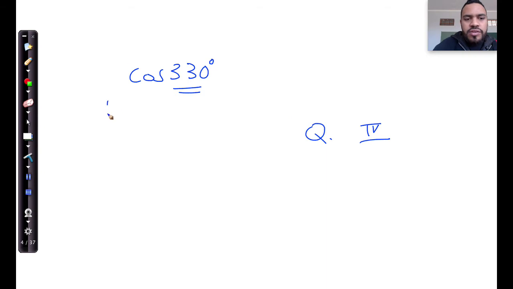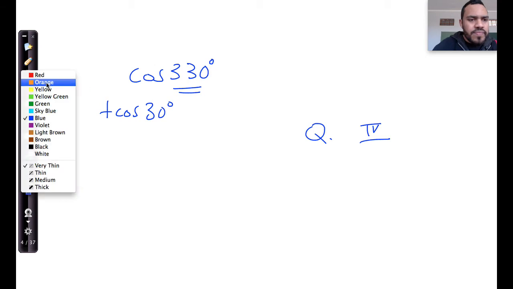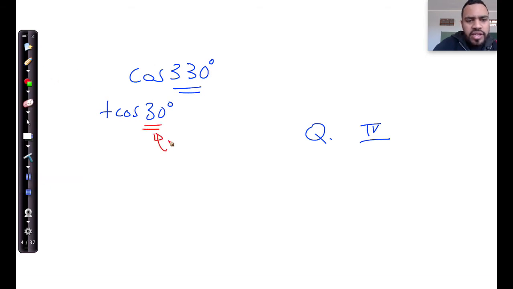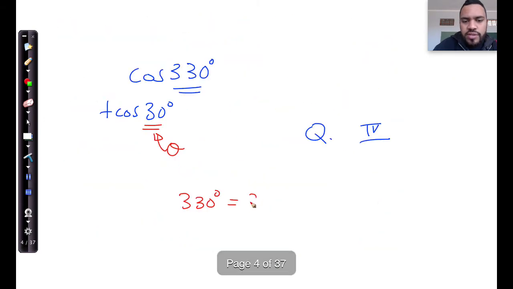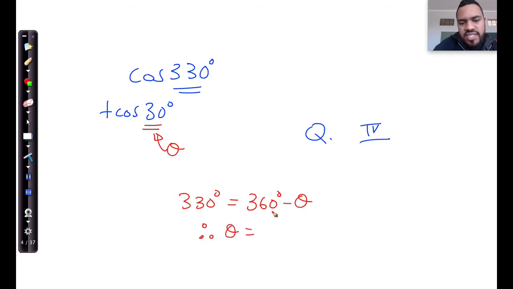I'm going to say cos in that quadrant is positive, so it's positive cos, and it's going to work out to 30 degrees. Now, how do I get that? We have to solve for this angle, which I'm going to call theta. You say the given angle, which is 330 degrees, is equal to the reduction formula for that quadrant, which is 360 minus theta. So 330 is equal to 360 degrees minus theta. Therefore, theta must be equal to 360 minus 330, and that's going to give me 30 degrees. And that's how I got positive cos of 30.